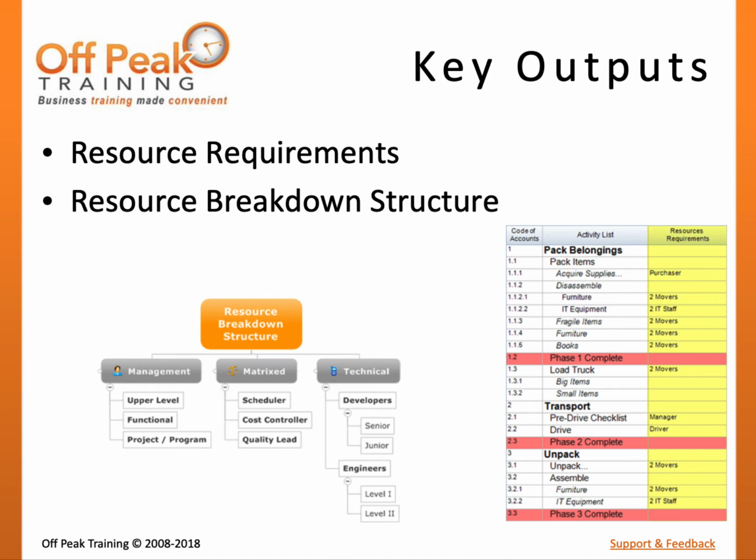A resource breakdown structure is a hierarchical structure that sorts the resources by category or type. And a basis of estimates is documentation stating how the estimates were generated, assumptions, constraints, and anticipated variances.